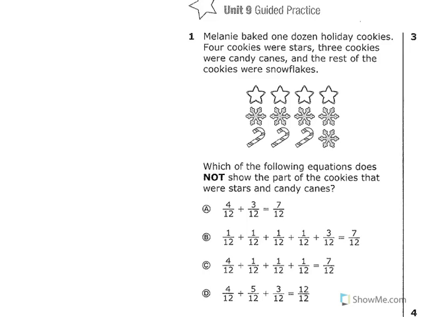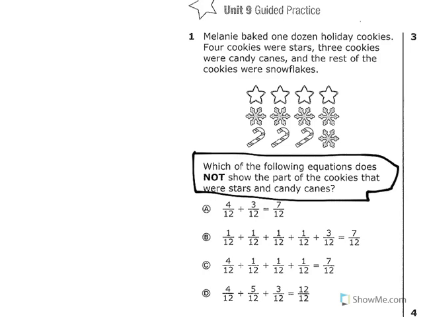Okay, we're now on question 1 of the guided practice. Okay, Melanie baked 1 dozen holiday cookies. 4 cookies were stars, 3 cookies were candy canes, and the rest of the cookies were snowflakes. Okay, which of the following equations does not show the part of the cookies that were stars and candy canes? So we box that in. We'll look at the part which does not show the equation for the stars and the candy canes.